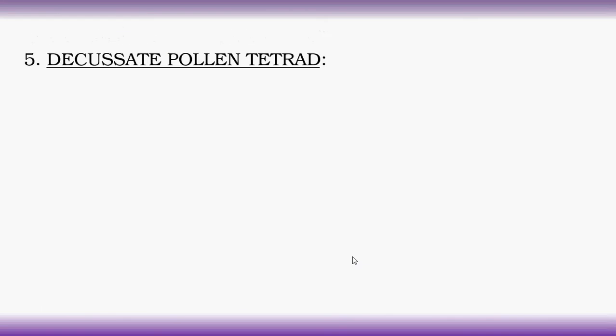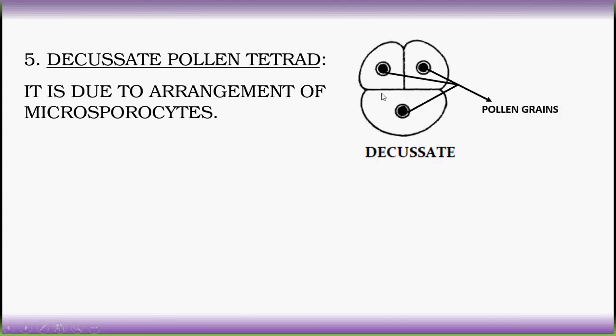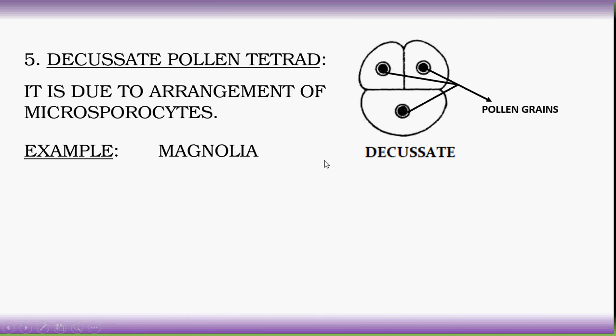And the last one, decussate pollen tetrad. It is also due to the arrangement of microsporocytes, and it appears like this. The fourth pollen grain in this photograph is present on the opposite side, and it is present in Magnolia.